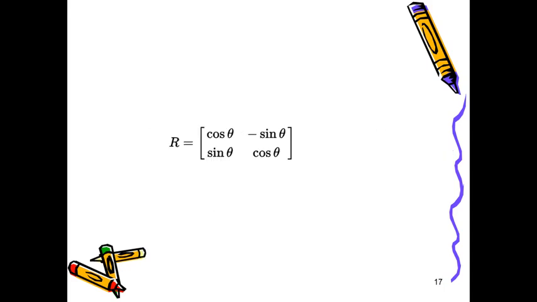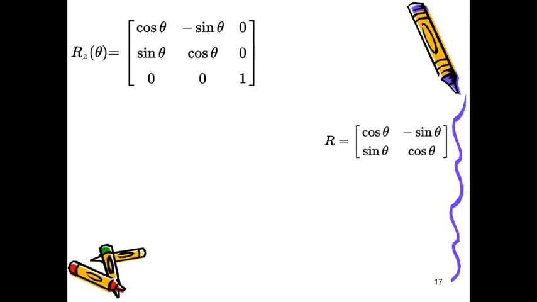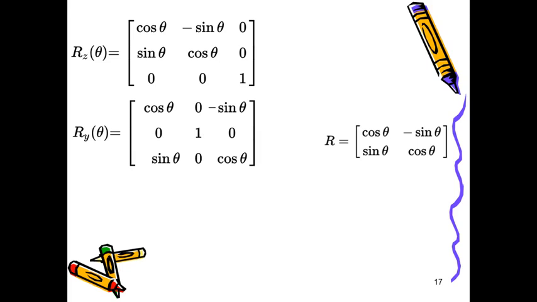Now, actually we were working in 3D already. We were moving along the z-axis, so when we rotate along the z-axis, the z coordinate will not change. To make it a 3D rotation matrix, we add one row and one column at the end, such that z will not change. It will look like this, and this matrix will rotate along the z-axis. Similarly, when we rotate along the y-axis, the y coordinate will not change, so we add a row and column in between, such that y will not change, and similarly for x.